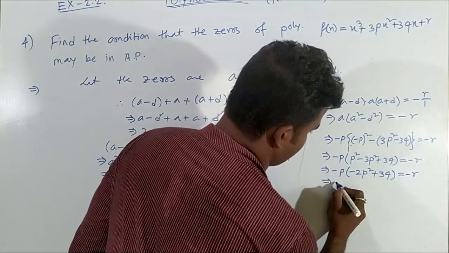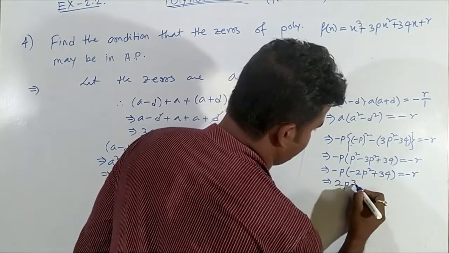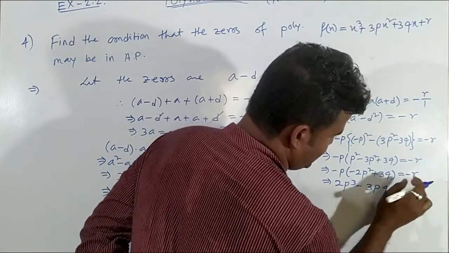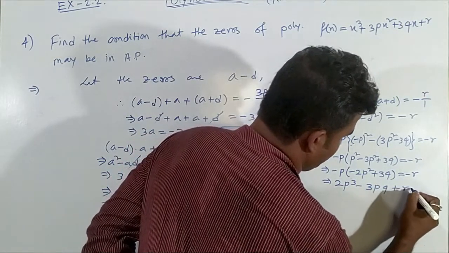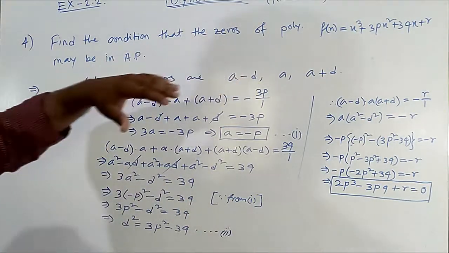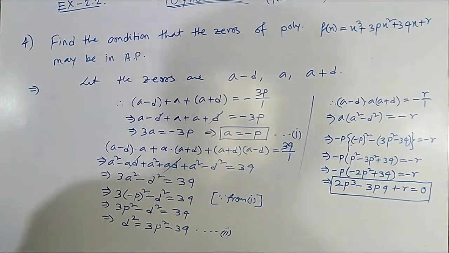Now minus will be plus 2pq, then plus minus 3pq, and if we take this in left side it will be plus r equals to 0. Now this is the condition for the zeros of this polynomial to be in AP. That's it.